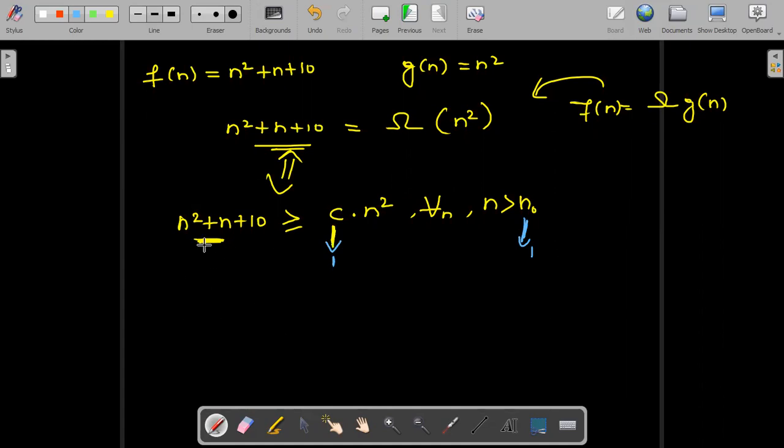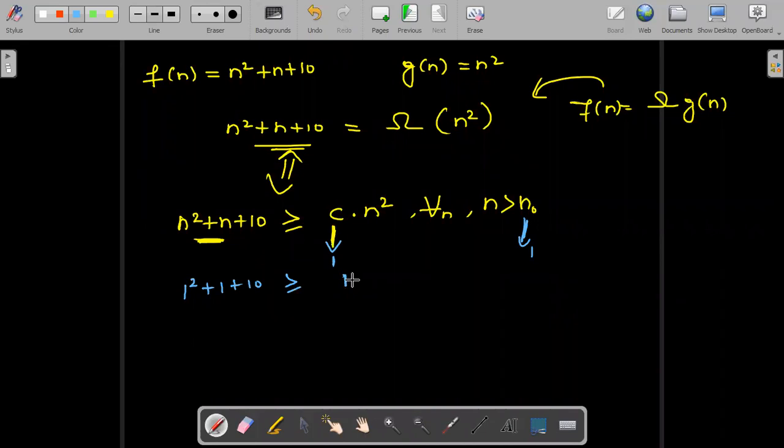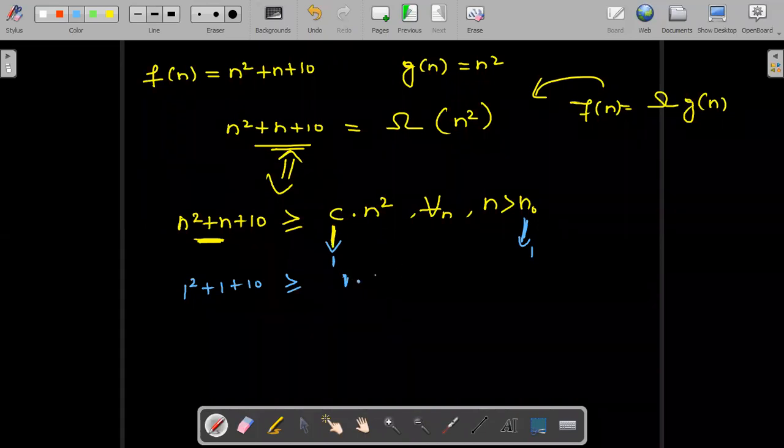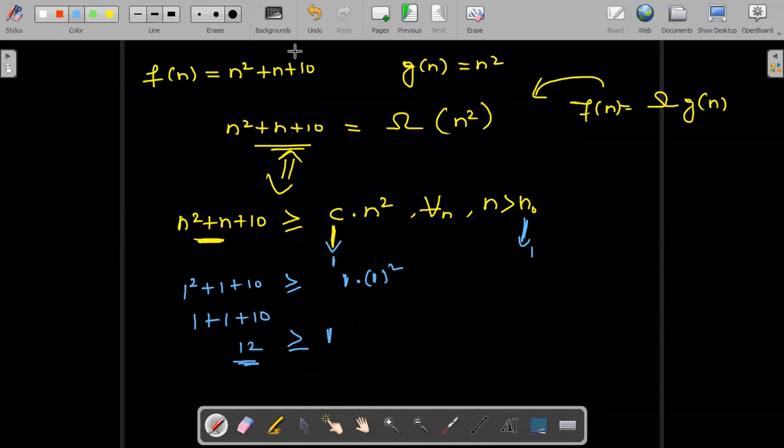Suppose I take n equal to 1: 1 square plus 1 plus 10 is greater than or equal to c, which is 1, times n square, which is 1 square. The value on the left is 1 plus 1 plus 10, which is 12. 12 is greater than or equal to 1 into 1 square, which is just 1. Now have we proved it or not? You tell me, guys. Yes, sir, that is exactly it.